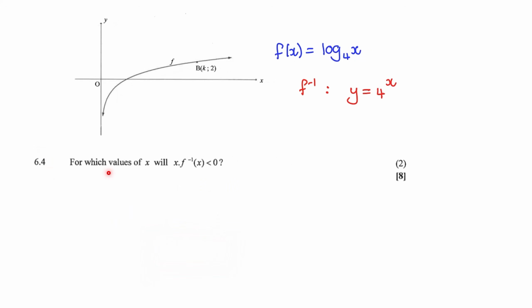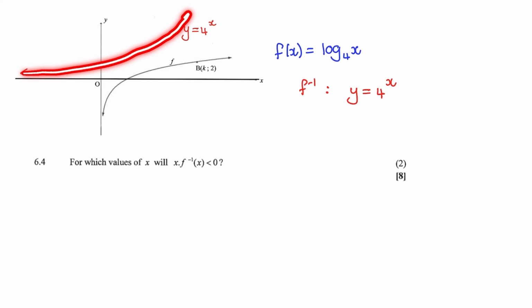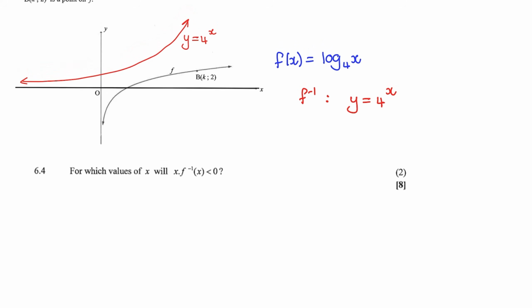6.4. For which values of x will x times its inverse function be smaller than 0? So we have the inverse function as y equal to 4 to the power of x. And if I draw a rough sketch of y equal to 4 to the power of x, I know that this inverse function would always be positive. What it means is that all the values of that inverse function would be above the x-axis. Therefore, the inverse function would always be bigger than 0.